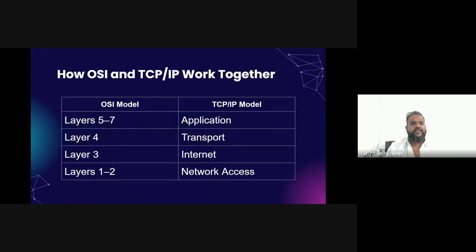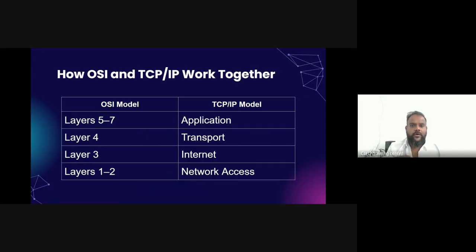How OSI and TCP/IP work together. So this is just a chart I have put together for you guys, so you can visually see which layer gets compressed into what in the TCP/IP model versus the OSI model. Okay. So if you see here, layers 5 to 7 from the OSI model are the application layer in the TCP/IP model. Layer 4 is transport. Layer 3 is internet. Layers 1 and 2 are network access.